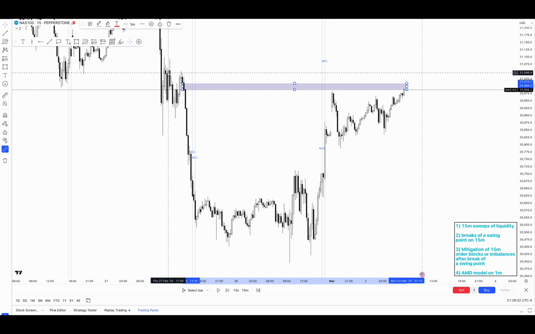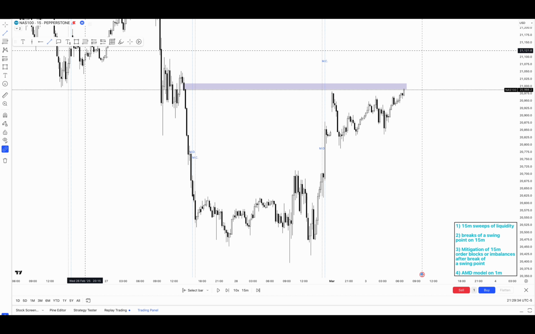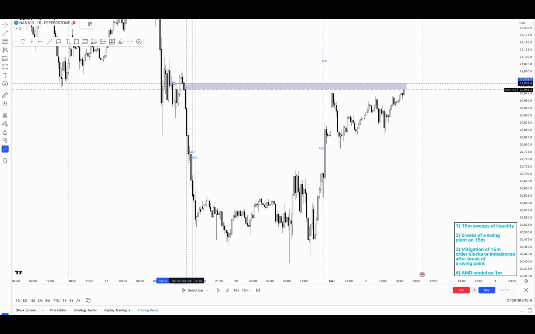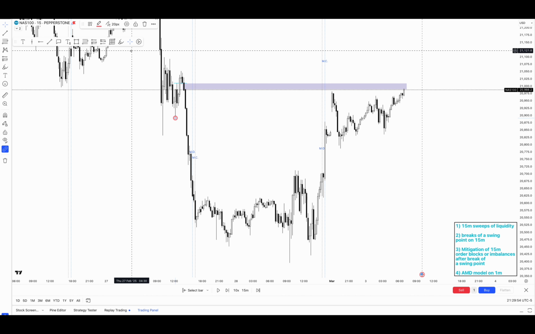So I'm just looking at the sweep of liquidity here on the 15-minute. We see this manipulation. It breaks at least this swing point, but also breaks this one too. So it breaks that as well. And then you see it leaves a lot of imbalance here, and I often just refine it to this first formed imbalance. So you see it returns to this area. It's pretty accurate to do it this way, at least.